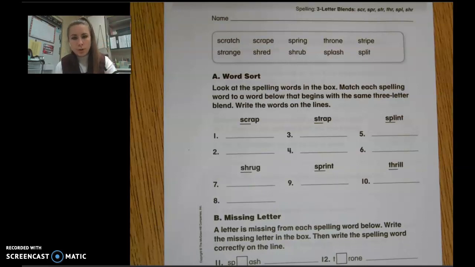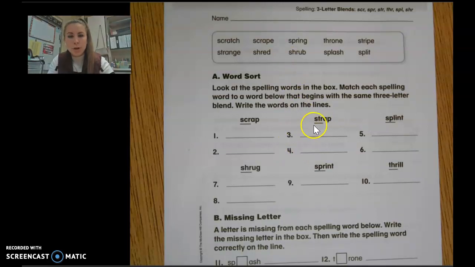As you sort these words into the appropriate three-letter blend category, make sure you are reading them in your mind or quietly to yourself and saying each sound for each letter that you see. On lines 1 and 2, you're going to look for words that have the SCR three-letter blend, like scratch and scrape. Notice when I say scrape, you can hear each sound blended together.